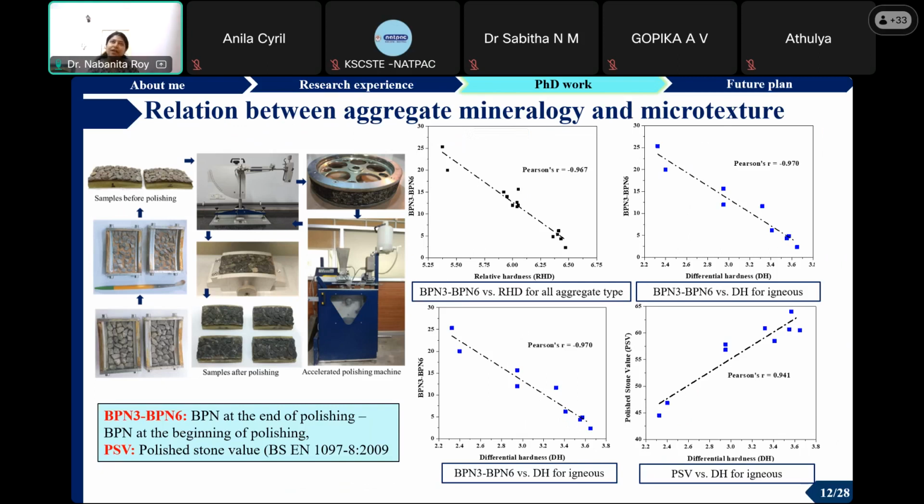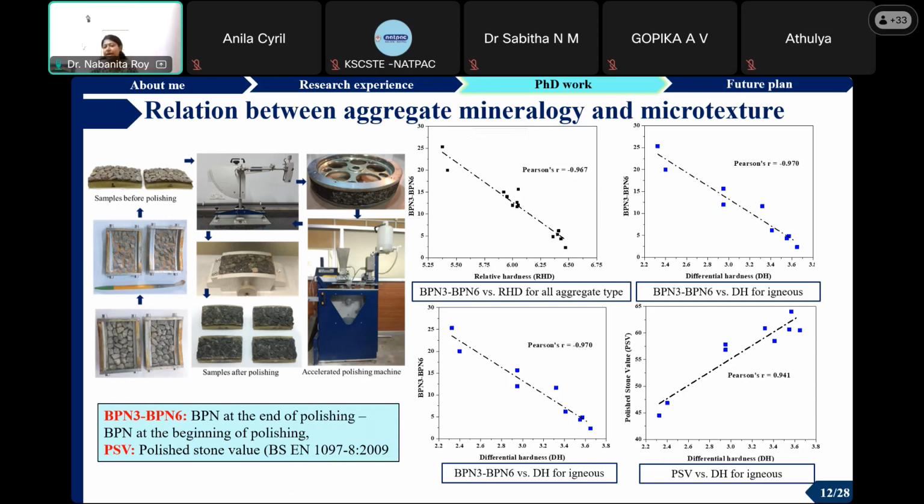So for that, they just take the final polished value, the final polishing level, and then based on that, some correction factors are applied. Then they calculate the PSV. Even the Indian standard gives that PSV should not be less than 55.